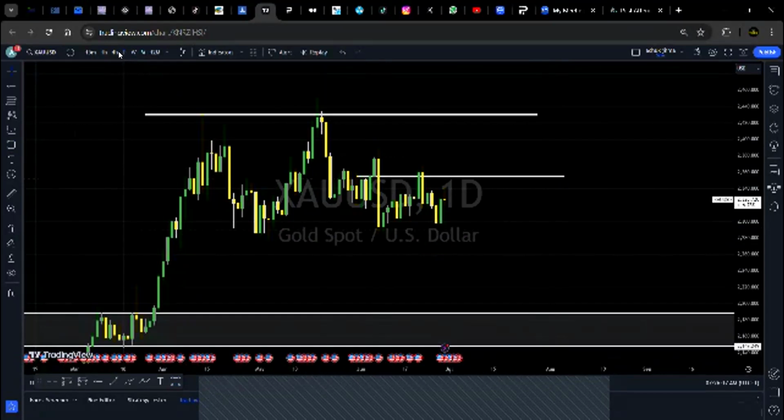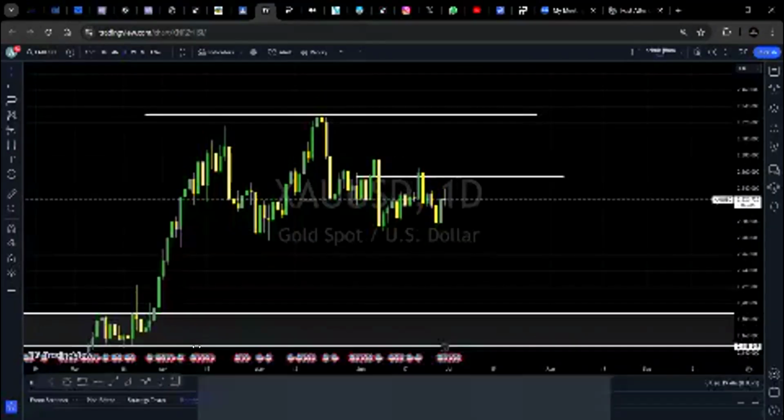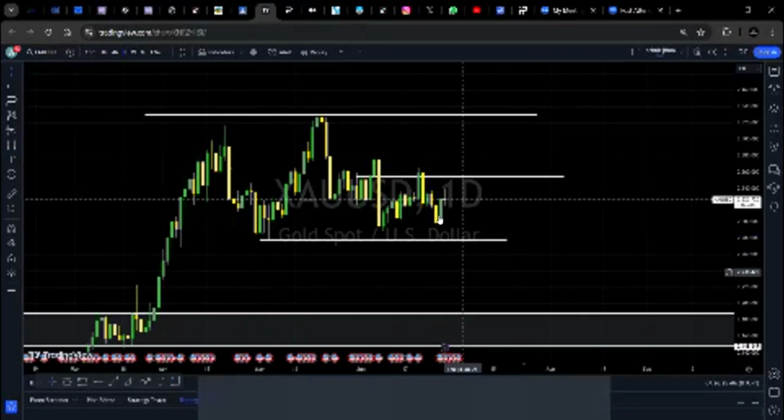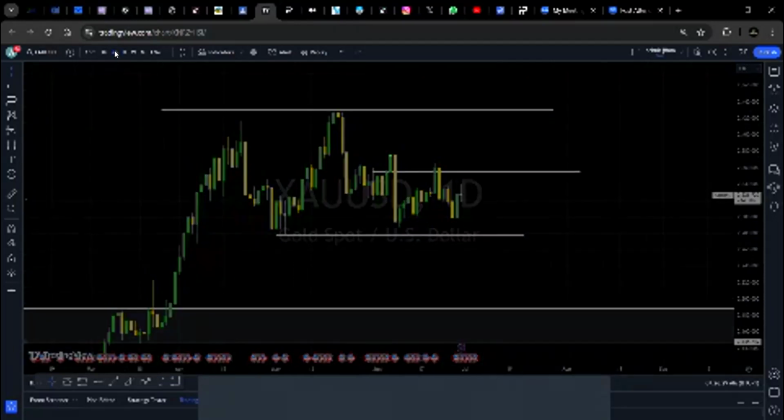But don't forget also the reaction of these lows. For price to be able to reach this demand area here, these lows have to constantly be taken out.